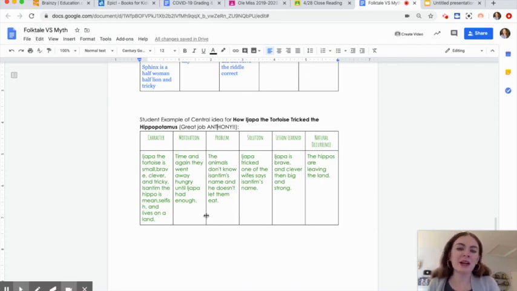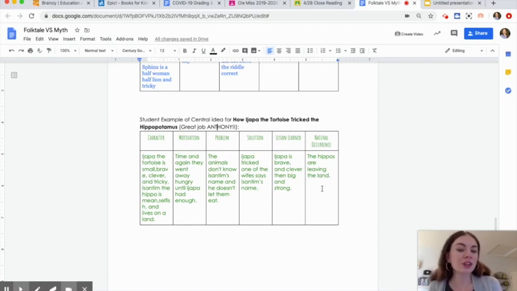We know that people are going hungry because the hippo is keeping all the food and Ajapa's had enough. We also know that the animals don't know Isantim's name, and he doesn't let them eat because of that. In the end, Ajapa tricks one of the wives to say Isantim's name. And from this story, we learn that you can be brave and clever and big and strong.